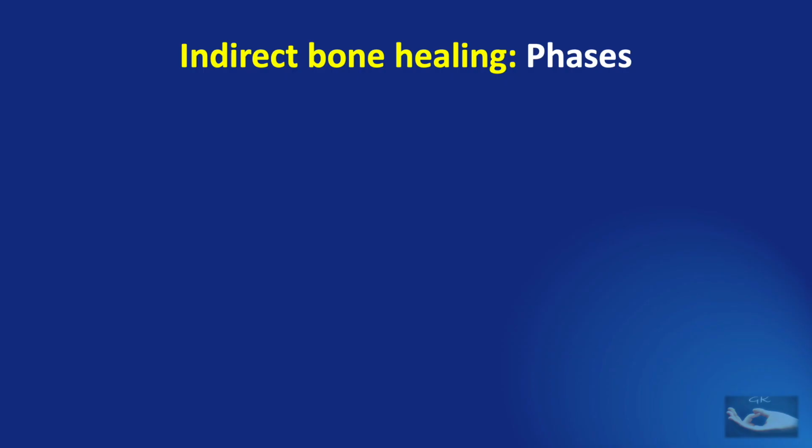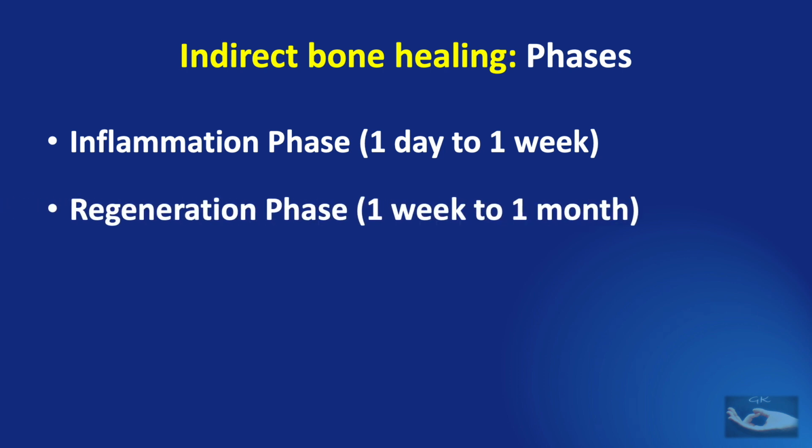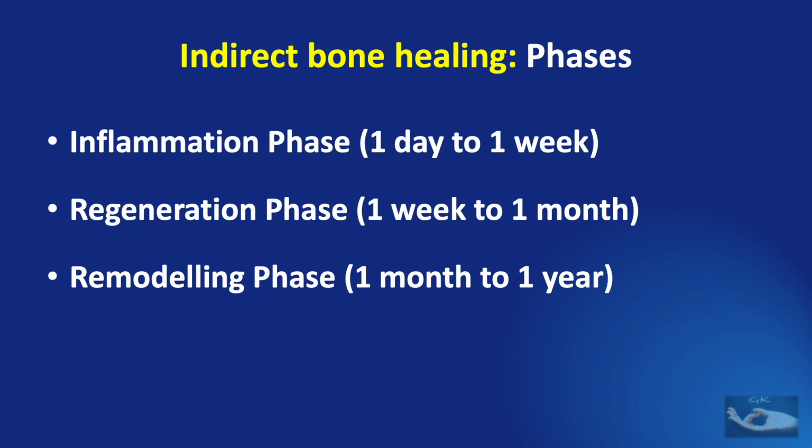The entire process of indirect bone healing occurs in three phases: the inflammation phase, which lasts from 1 day to 1 week, the regeneration phase, which lasts from 1 week to 1 month, and the remodeling phase that lasts from 1 month to 1 year. I have used these particular time frames so that they are easy to remember, but there is a lot of variation. Let us see in a pictorial way how the phases of bone healing occur.